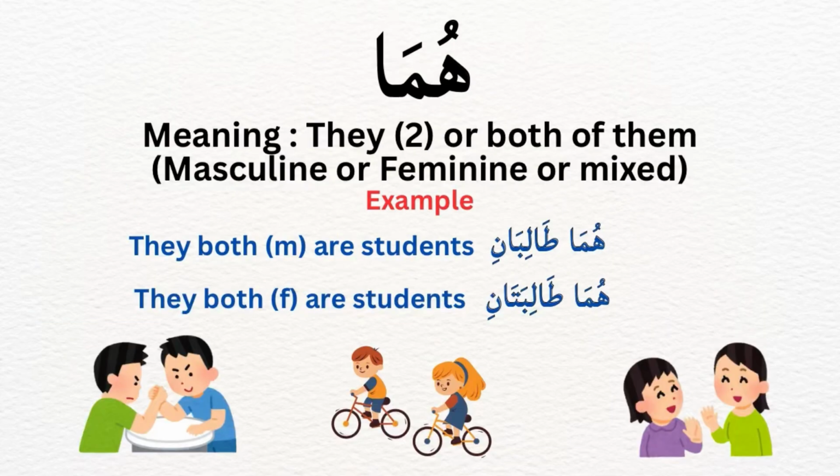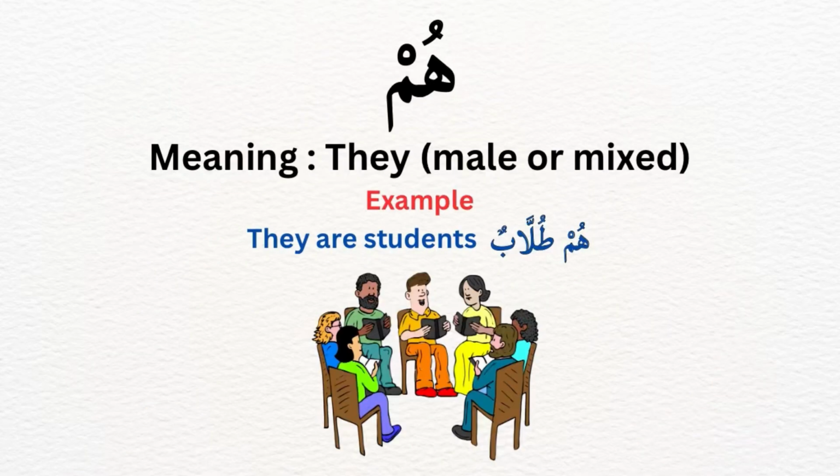Next, we have huma. This is used when you are talking about two people. In English, this means they two or both of them. For example, they both are students. In Arabic, you say huma talibani. Huma talibani means they both are students. And in case of females, they both are students: huma talibatani.